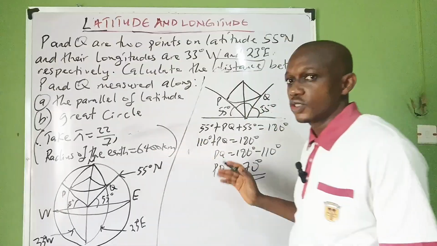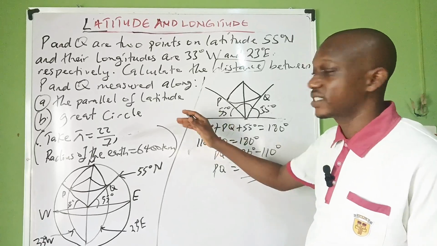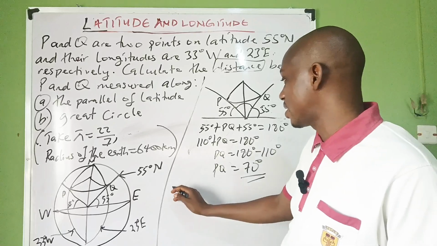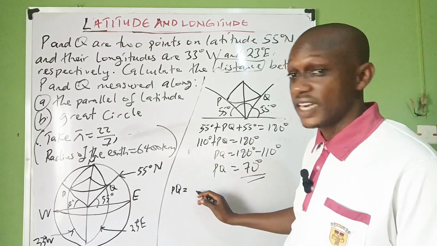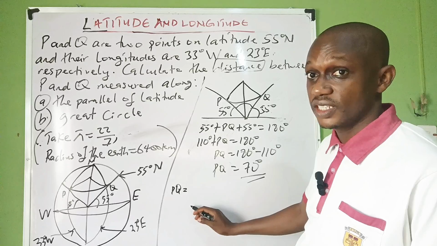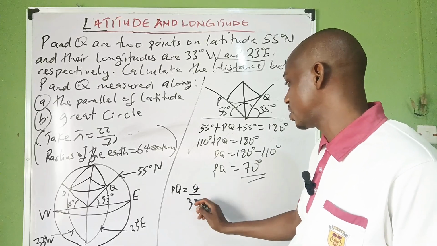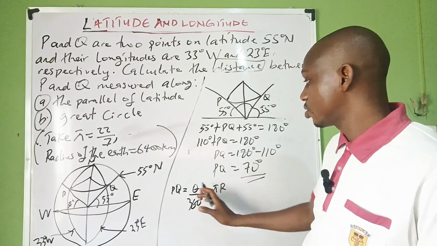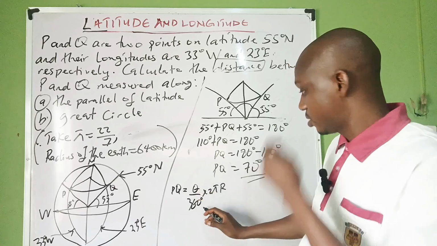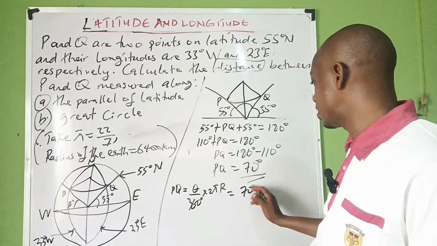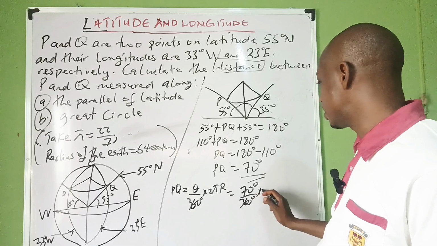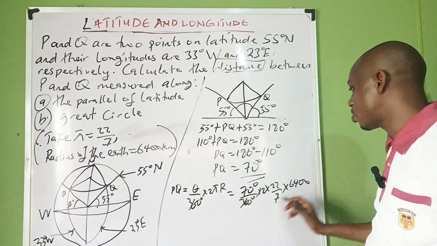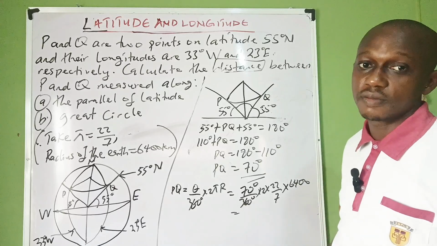So the angle along the great circle is 70 degrees. After getting this, we are told to find the distance. To find the distance, we have to use the formula of the great circle. So distance PQ along the great circle is equal to theta over 360 times 2 pi big R. That will be 70 degrees over 360 degrees times 2 times 22 over 7 times 6,400.